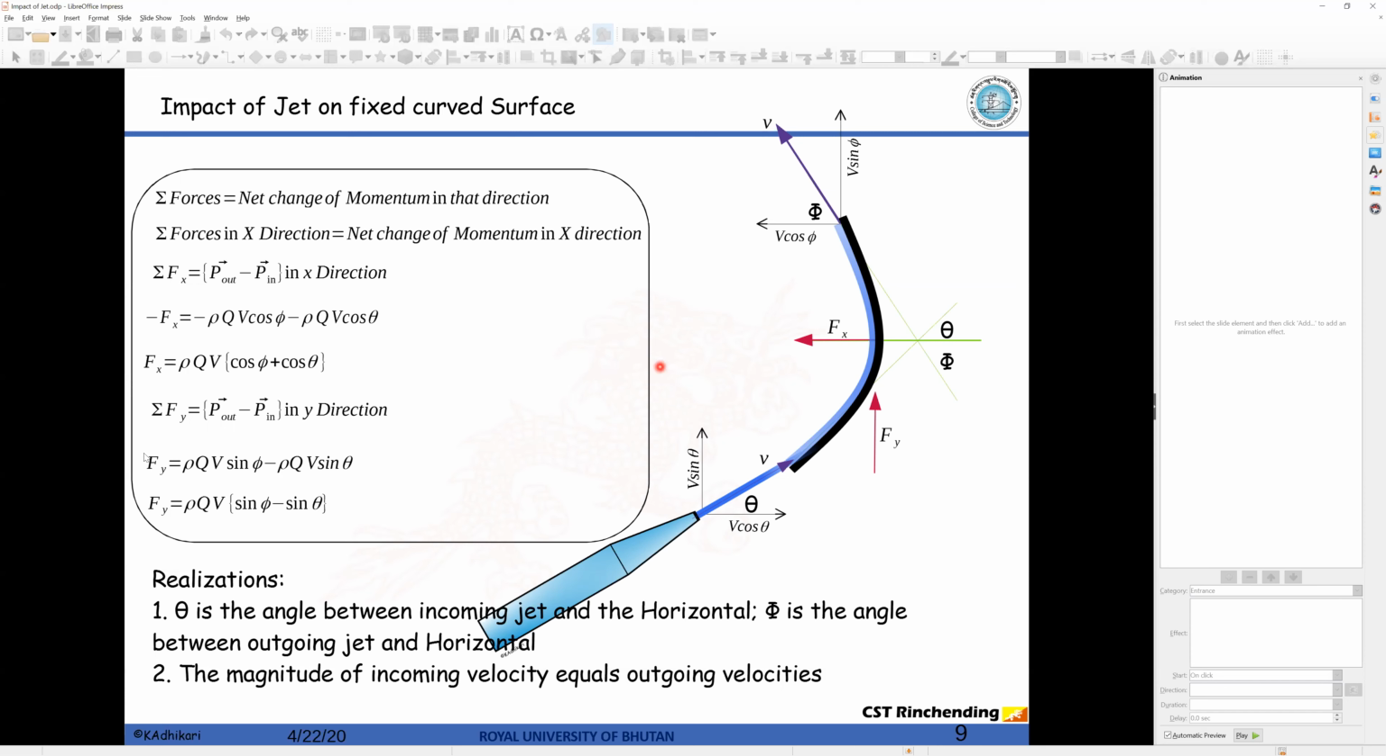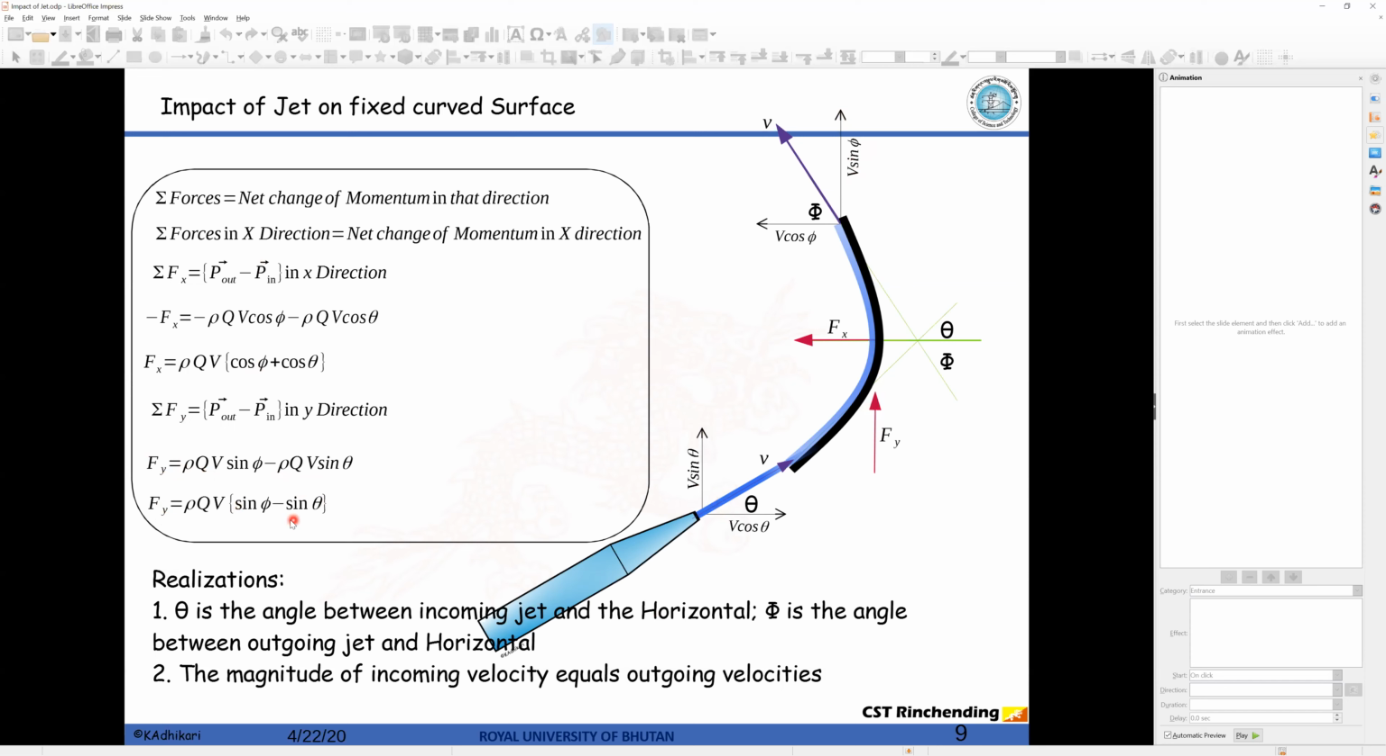Now likewise, we use the same concept for y direction as well. Let's see, F_y I'm taking in this direction is equal to going out of the system. So ρQV sin φ is going out of the system, minus ρQV sin θ, which is coming into the system in y direction. So I've just placed it here. So F_y is equal to this much.